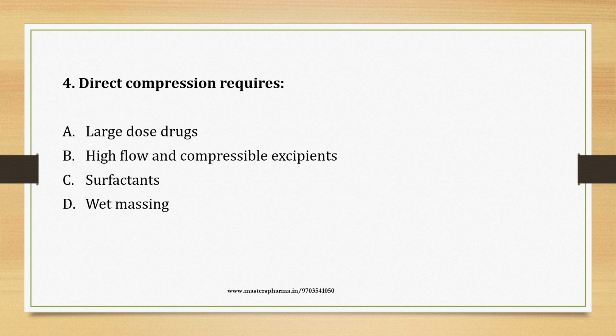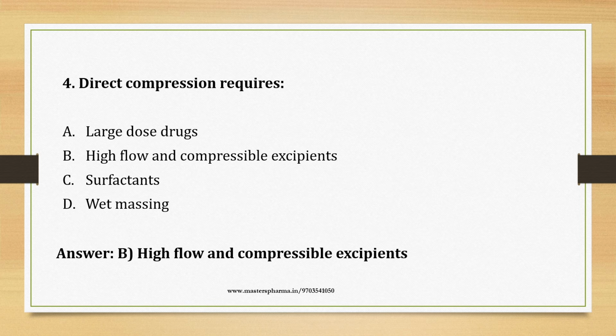The next question, direct compression requires large dose drugs, high flow and compressible excipients, surfactants, or wet massing. The correct option is high flow and compressible excipients. What is direct compression? It is a tablet manufacturing method in which powders are compressed directly into a tablet without any granulation steps. For this method to work, the powder blend must have, first, excellent flow properties.